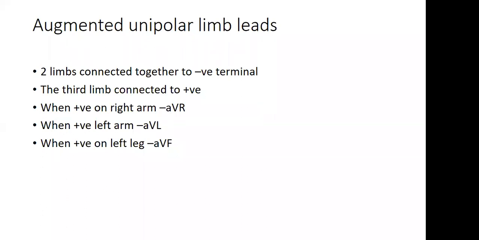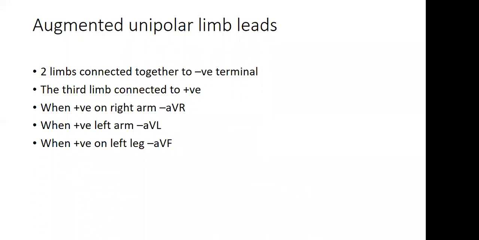you get AVR. AVR is written in this way: a small a, capital V, R. What is AVR? When you connect the positive terminal with the right arm, and the left leg and left arm are both connected together and then connected to the negative terminal of the machine, it is called AVR. The name goes after the positivity.